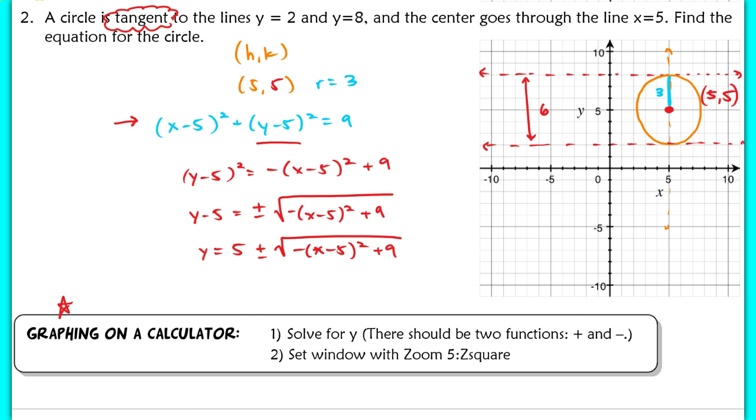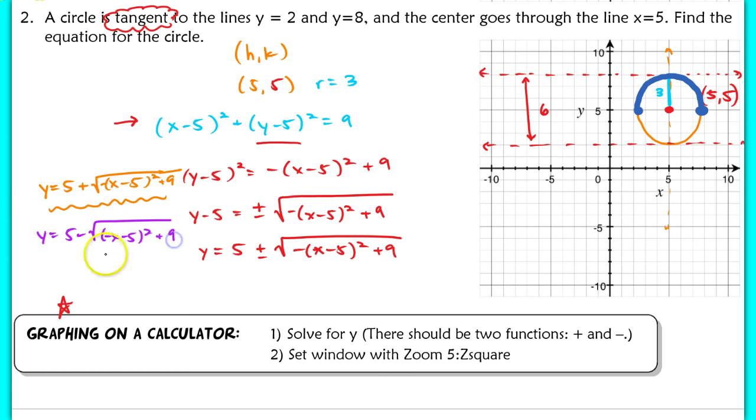So you can see here that we have two different equations. Now the first equation here, where we isolate 5 plus the square root of negative x minus 5 squared plus 9, would only give us the top half of that circle. It's going to give us the top half of our semicircle. So if we were to graph that, it would only appear like that. Once we plug in the other line here, which would be y equals 5 minus the square root of negative x minus 5 squared plus 9, this would give us the bottom half of the circle. So that would complete the circle like so. Okay. Now one thing you're going to see though in your calculator is that when it gets to trying to graph right here, it can't do it.